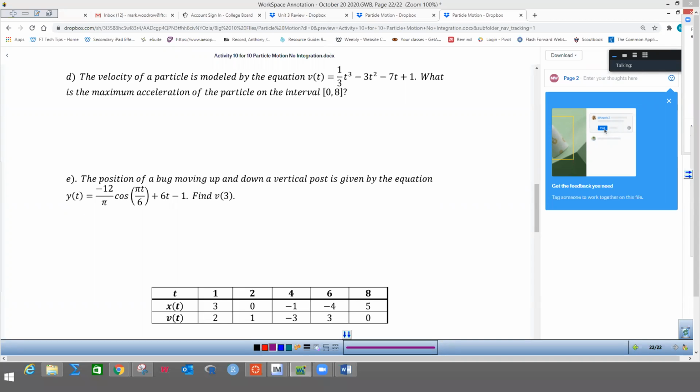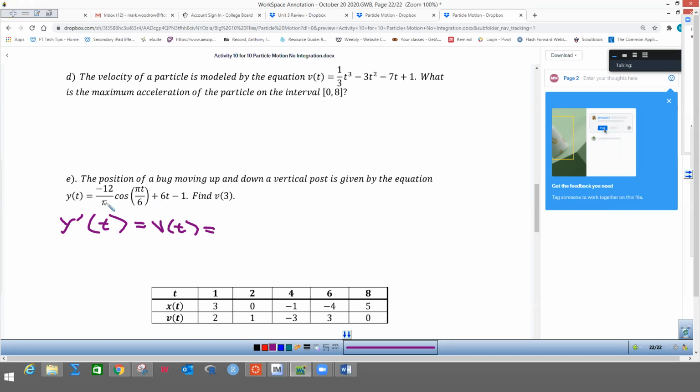So y of t is the position. This thing is position. And so velocity, we're supposed to know that this is position and velocity is the derivative of this. So you need to tell me that you know the derivative of position is equal to velocity. So we're going to do the derivative of this thing right here with respect to t.